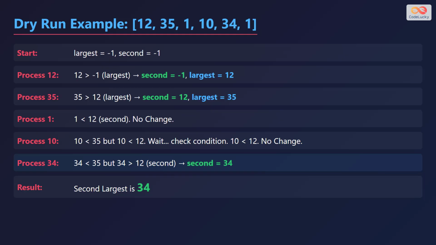Let's trace this with an example, starting with -1 for both. When we see 12, it becomes largest. When we see 35, 12 moves to second and 35 becomes largest. Later, when we see 34, it replaces 12 as the second largest.